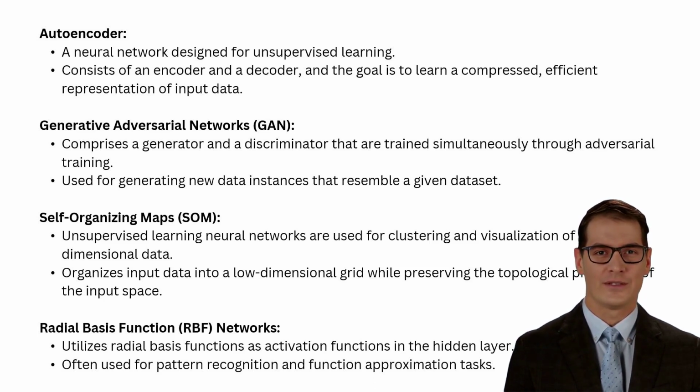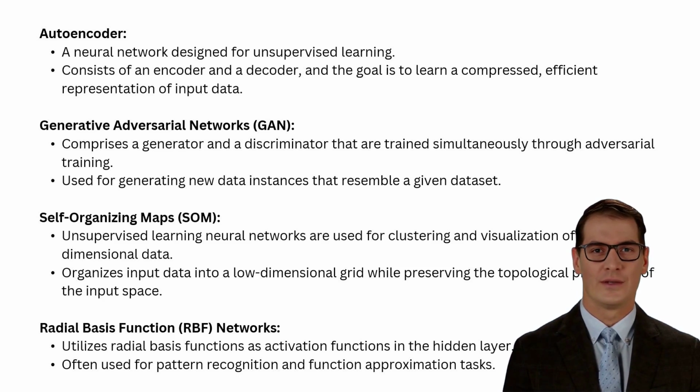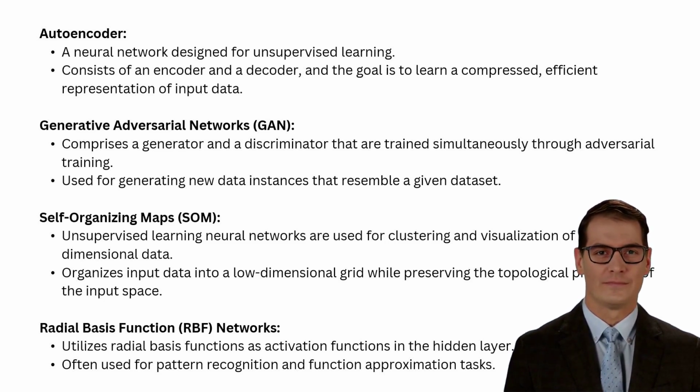Self-organizing maps are another type of unsupervised learning neural network used to reduce high-dimensional data to a low-dimensional grid while preserving the topology of the input space. Lastly, radial basis function networks use radial basis functions as activation functions in the hidden layer, commonly used for pattern recognition and function approximation.